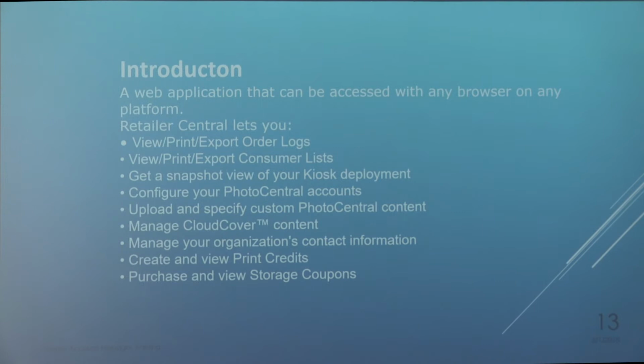You can take a look at your kiosk deployment, where they are, and the serial numbers are all in there. You can look at your Photo Central accounts. You can upload and specify custom content for Photo Central. You can manage your cloud cover, and Joe's going to go through that. Manage your contact information. By the way, I think that should be changed because I think Val is still on there. That's where you would change it. Okay. Create and view print credits and purchase and view storage coupons. That's what we were talking about earlier, about storage, extending storage.